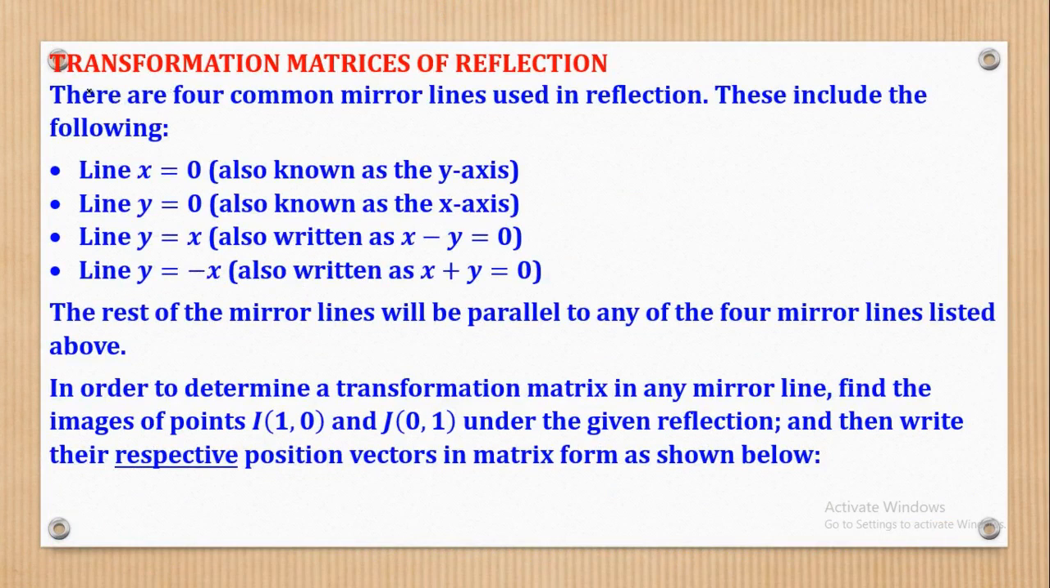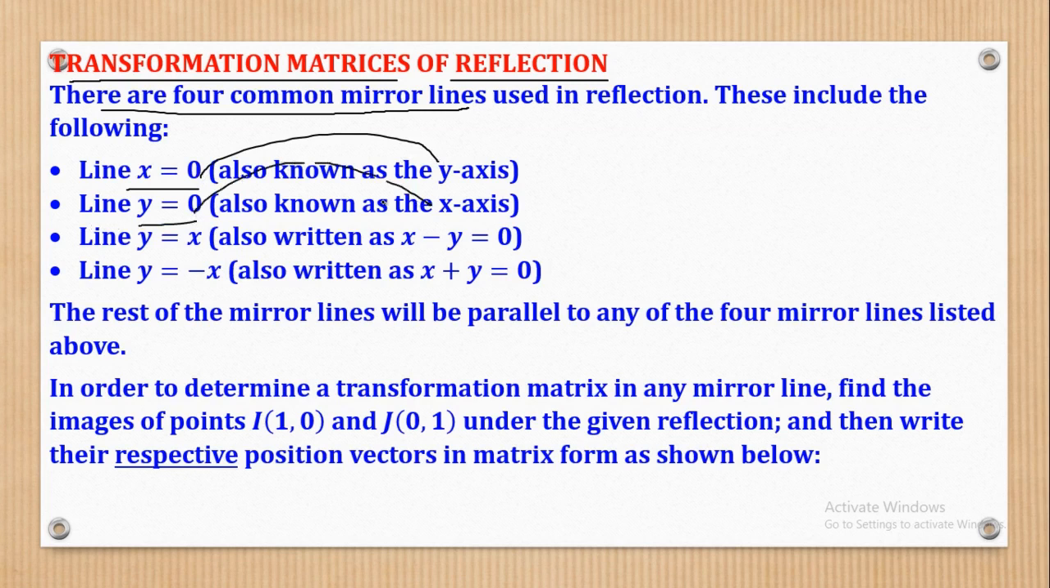Now, but you can also do questions of reflection using matrices. So that takes us to this part, transformation matrices of reflection. There are some matrices which you need to know of standard reflection. So they shall come and say that there are 4 common mirror lines used in reflection, and these include line x equal to 0, which is known as the y-axis, line y equal to 0, which is known as the x-axis, line y equal to x, which can also be written as this, and line y equal to negative x, which can also be written as that. Now the rest of the mirror lines will be parallel to any of the 4 mirror lines listed above.